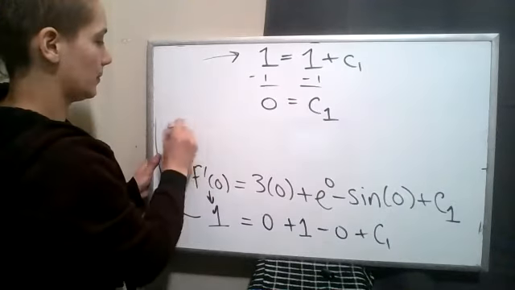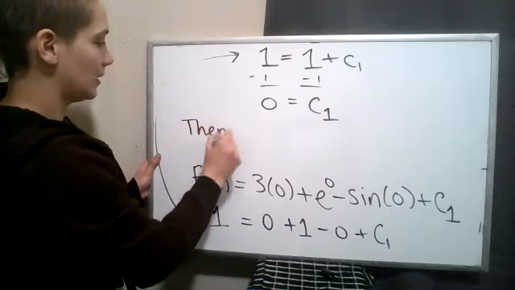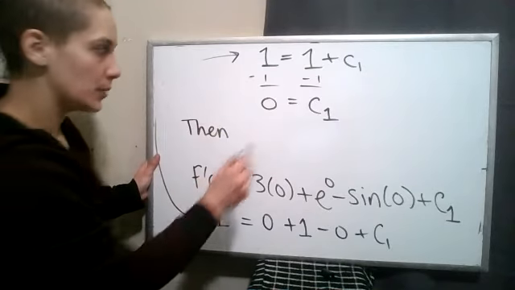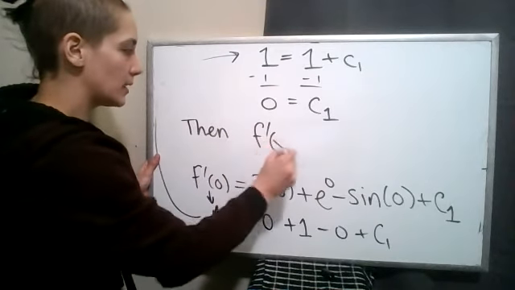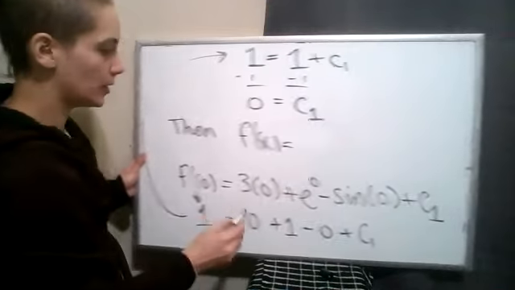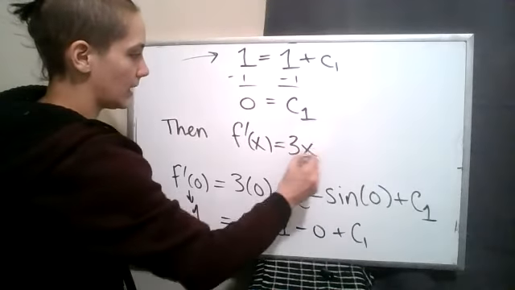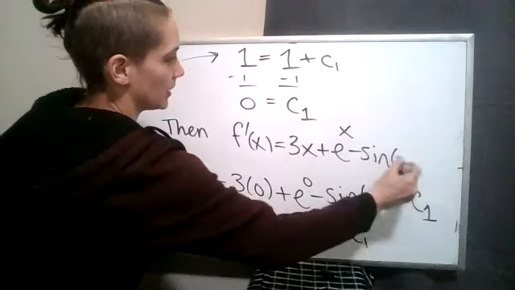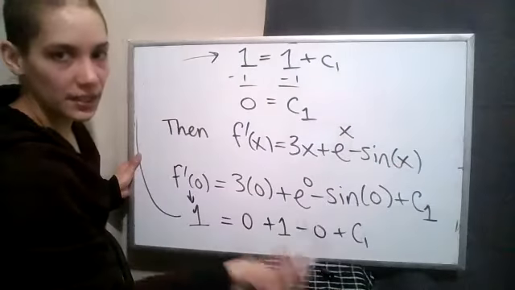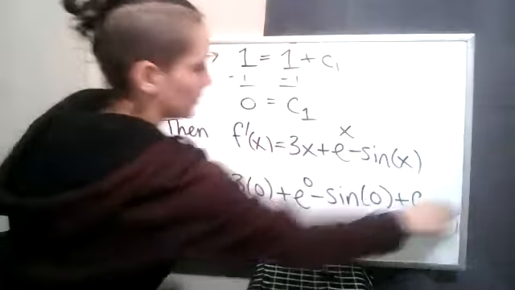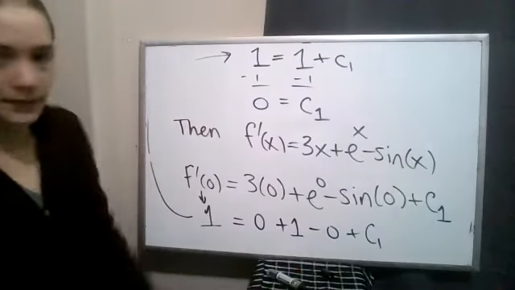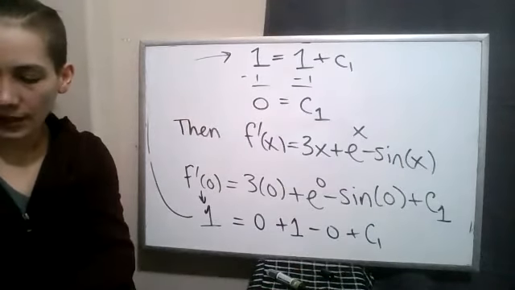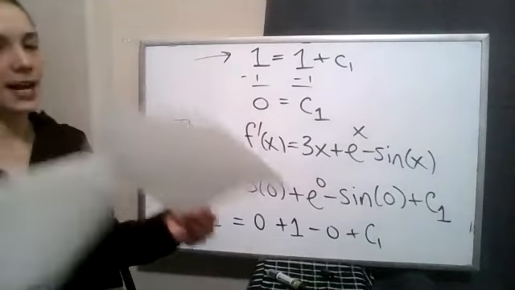Okay, so the particular solution for f prime of x would be f prime of x equal to 3x plus e to the x minus sine of x plus 0. All right, so we repeat these steps to get f.